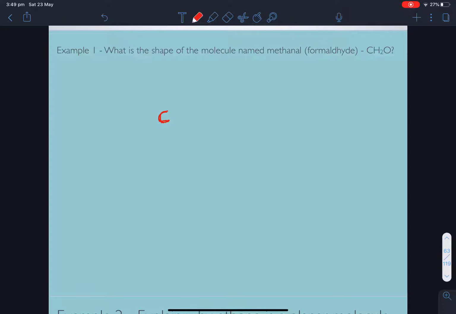So, carbon must be the central atom here, okay? We know that carbon likes to bond with 4 different bonds. Sometimes triple, sometimes double bonds. Let's assume that there's a single bond to each hydrogen. Now this carbon is missing 2 bonds, so you should be able to guess that it's a double bond to oxygen. Oxygen loves to form double bonds too, and so this is the molecule here of formaldehyde.